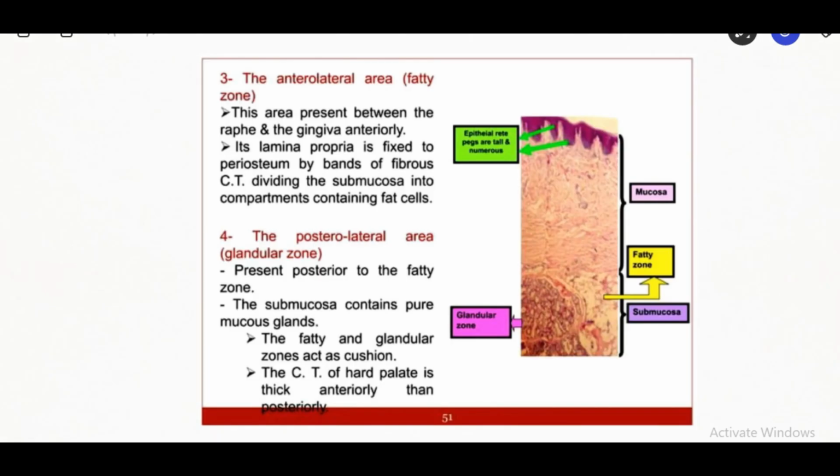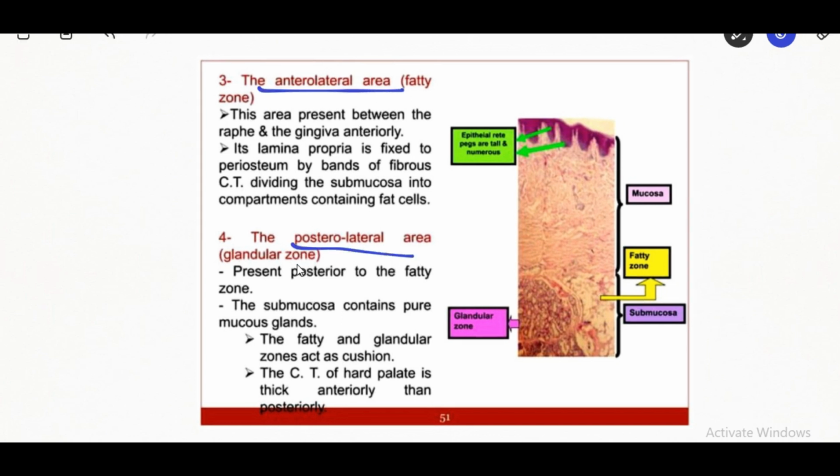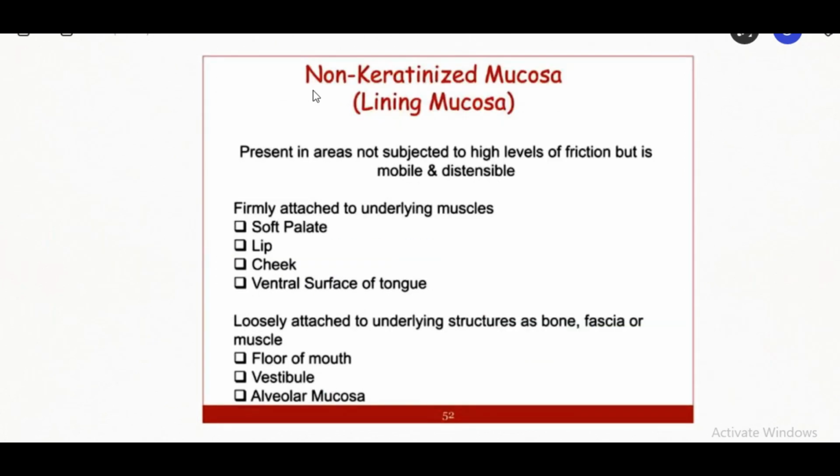There are transverse folds called palatine rugae that are formed of dense connective tissue covered by epithelium. It has an anterolateral fatty zone that is present between the palatine raphe and gingiva, and the posterolateral glandular area between the raphe and the gingiva. Coming to the non-keratinized mucosa, that is the lining mucosa, it is present in the areas that are not subjected to high levels of friction.